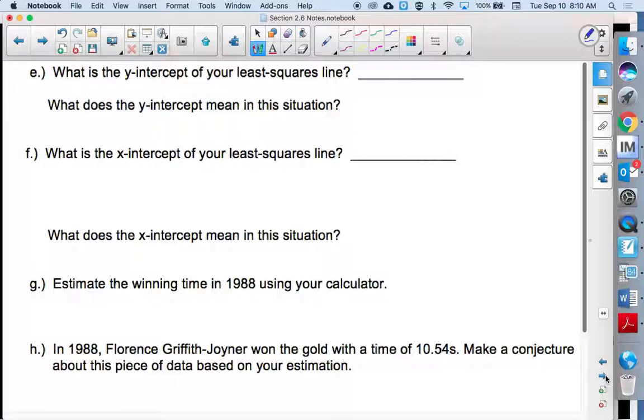Veronica, what do you have for the y-intercept? 12.7. Yeah, 12.7. I'm going to write that as an ordered pair. Do you know what that means? The first year, it took a person 12.7 seconds. And what year would that first year be? 1920. 1928.